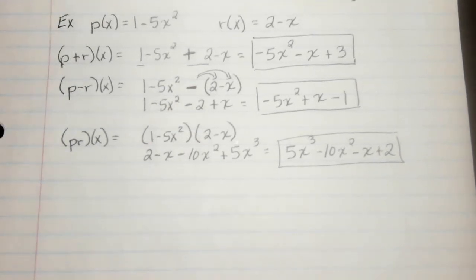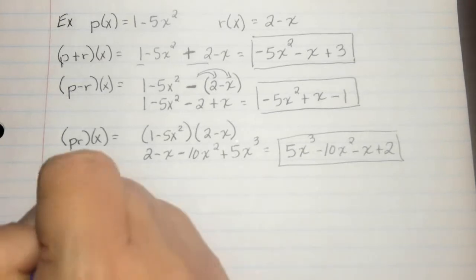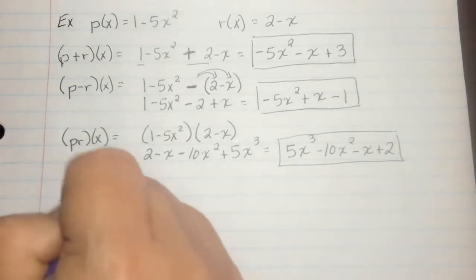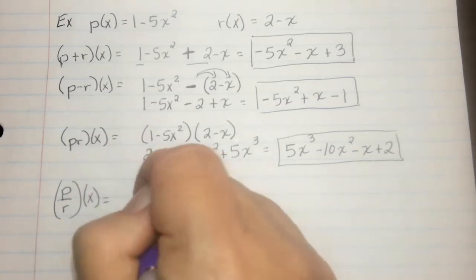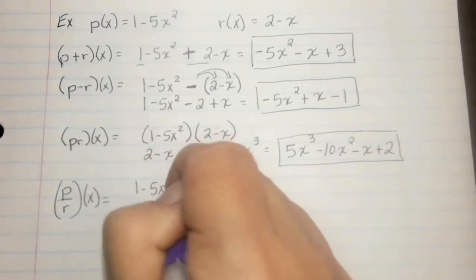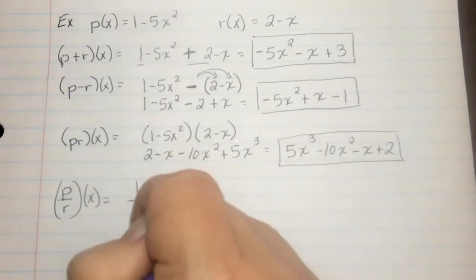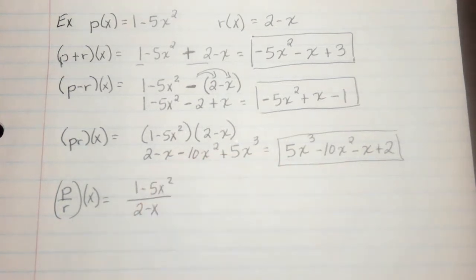Alright, now to the division. P divided by R of x. So I take P, 1 minus 5x squared, divided by R, 2 minus x.